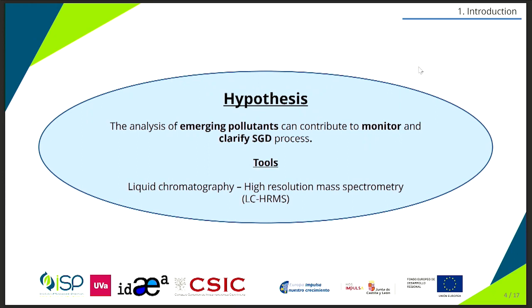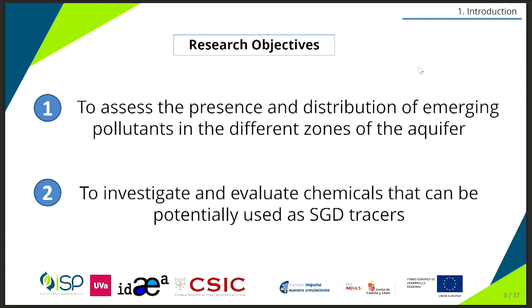Okay, what is our hypothesis? We consider that by analyzing emerging pollutants, we can monitor and clarify the effect of the discharge. We can better understand the discharge by knowing which emerging pollutants we have in the aquifer. And we will use liquid chromatography coupled with high-resolution mass spectrometry, which is an analytical chemistry tool that I am used to using.